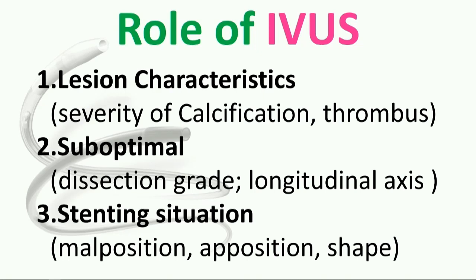First, IVUS teaches us the lesion characteristics, like a calcified lesion, the calcified location, or the characteristics of the plaque, so thrombotic plaque or soft plaque or hard plaque, including the calcium. After the guide wire passage, IVUS teaches us where the guide wire is passing, so subintimal or intraluminal or partially subintimal or close to the adventitia. Finally, IVUS teaches us the stenting situation, the position after stenting, and the shape.